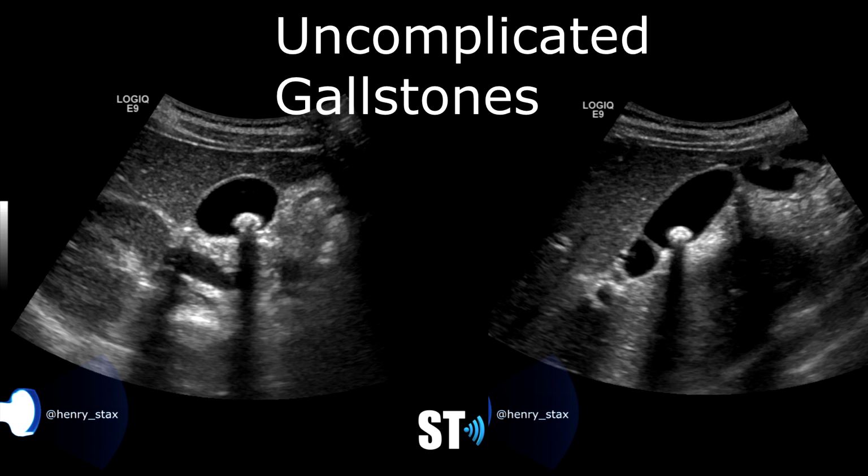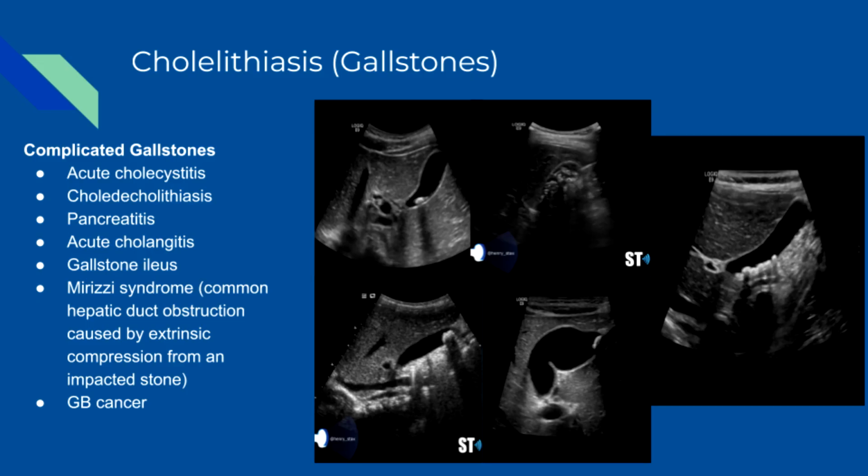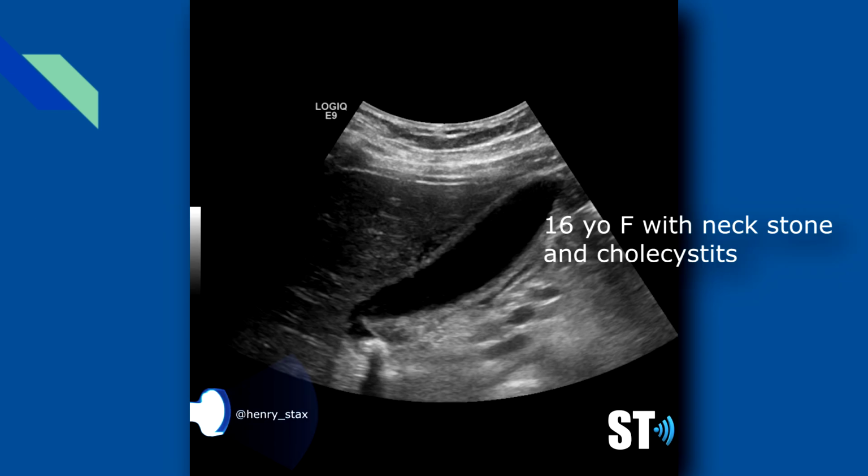A third of patients with 1 episode of biliary colic do not go on to have a recurrence in up to 2 years. And 1 in 5 go on to develop complicated gallstones. Complicated gallstones can be broken down into acute cholecystitis or choledocholithiasis, pancreatitis, acute cholangitis, gallstone ileus, Mirizzi syndrome, that's when the common hepatic duct is obstructed by extrinsic compression from an impacted stone in the gallbladder neck or the cystic duct, and gallbladder cancer.